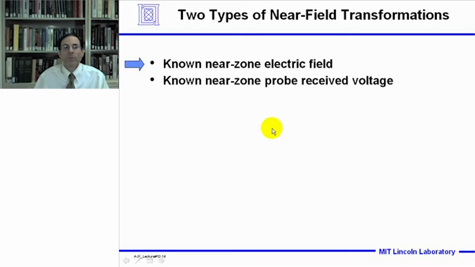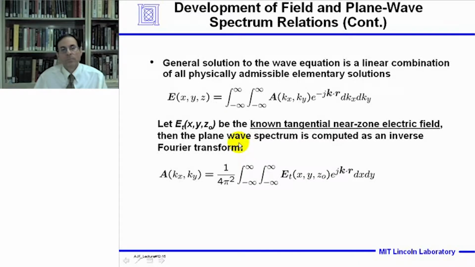Now in this lecture we talk about two types of near-field transformations. We'll talk about a known near-zone electric field and a known near-zone probe received voltage. And we'll start out by looking at the known near-zone electric field. So a general solution to the wave equation is a linear combination of all physically admissible elementary solutions. And so what we're showing here is the near-zone electric field at the point x, y, z, and that's equal to the double infinite integral of the plane wave spectrum times the phase term dkx dky.